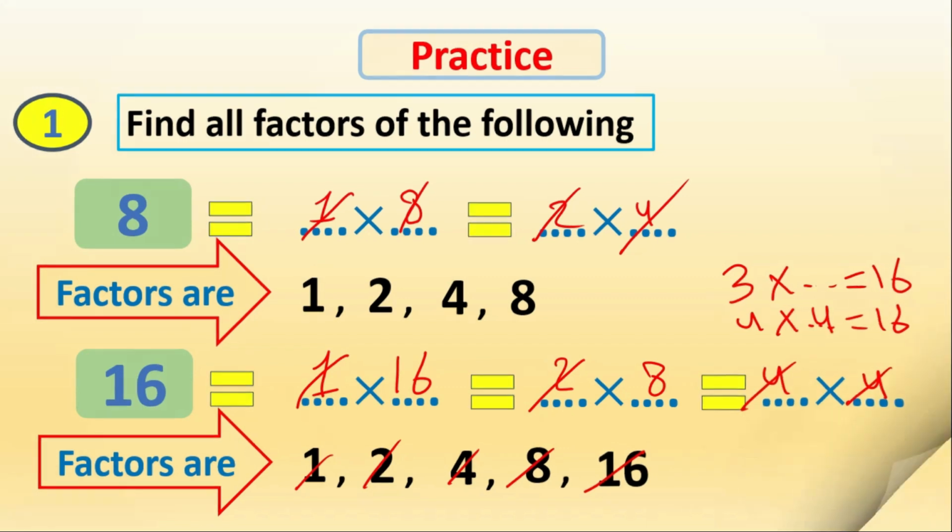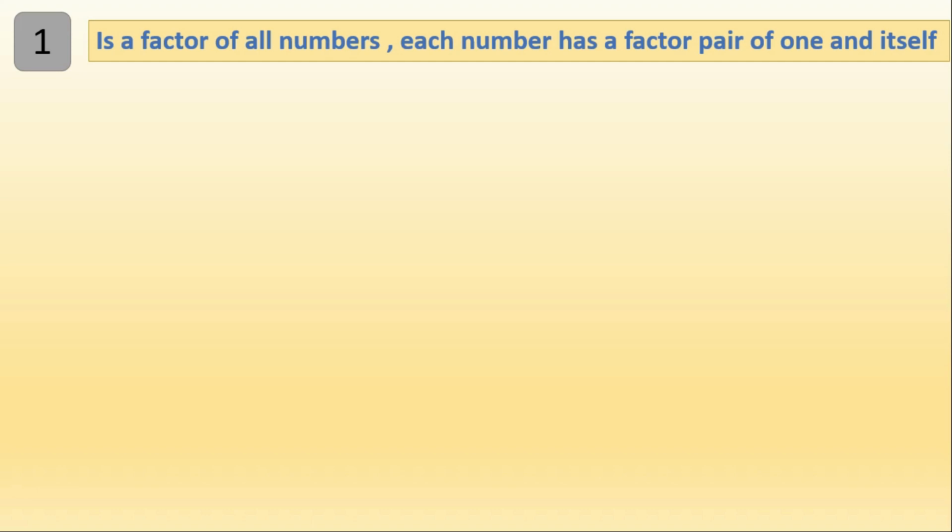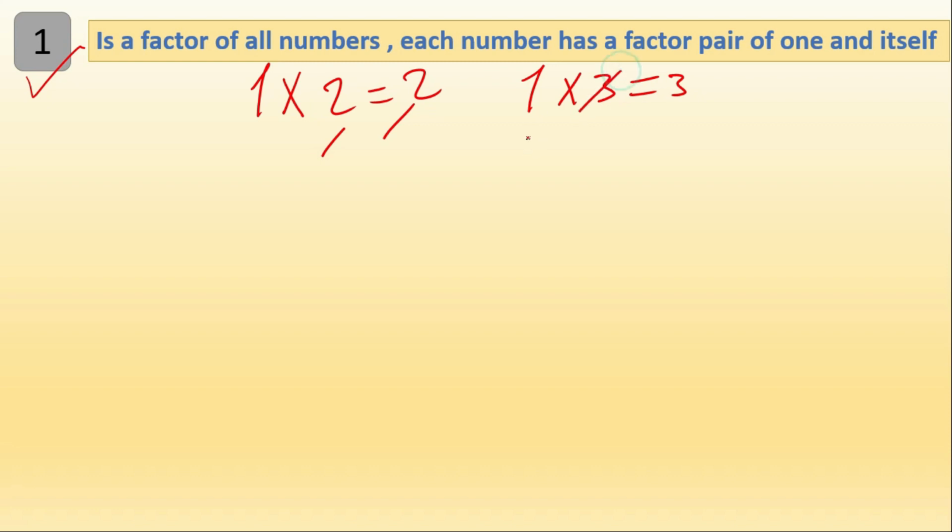Got it? Now let's show important notes. The first one, number 1 is a factor of all numbers. Each number has a factor pair of 1 and itself. What does it mean? It means that 1 is a factor of all numbers. Why? Because multiplying 1 by any number gets the same number. 1 times 3 equals 3, the same number. 3 times 1 equals 3, and so on. So 1 is a factor of all numbers. This is the first note.